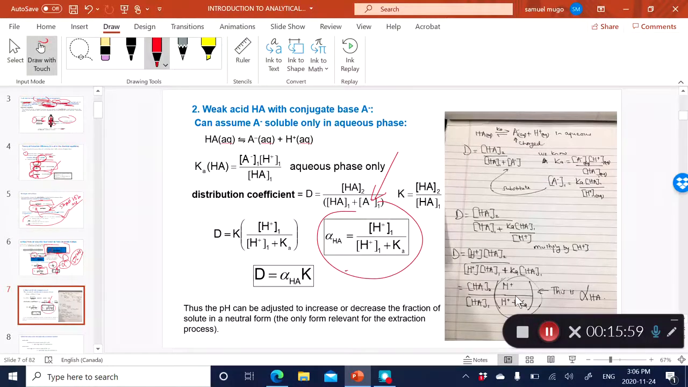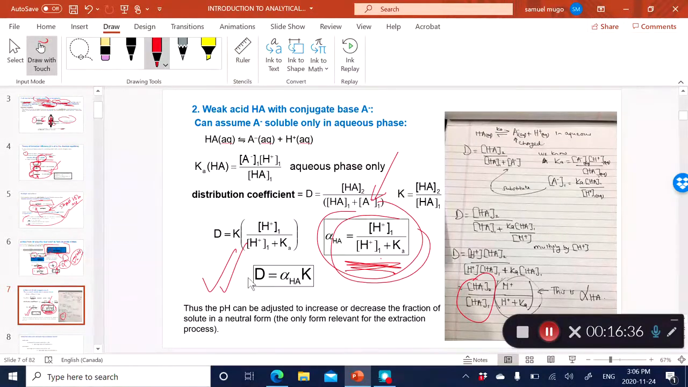So the fractional composition of HA is equal to this relationship, and you can see how I've derived it right there. And so the distribution coefficient then is equal to this relationship multiplied by the K, which I have in that relationship there. I hope you're able now to see how I arrived at this relationship if you see my working on the right-hand side here.